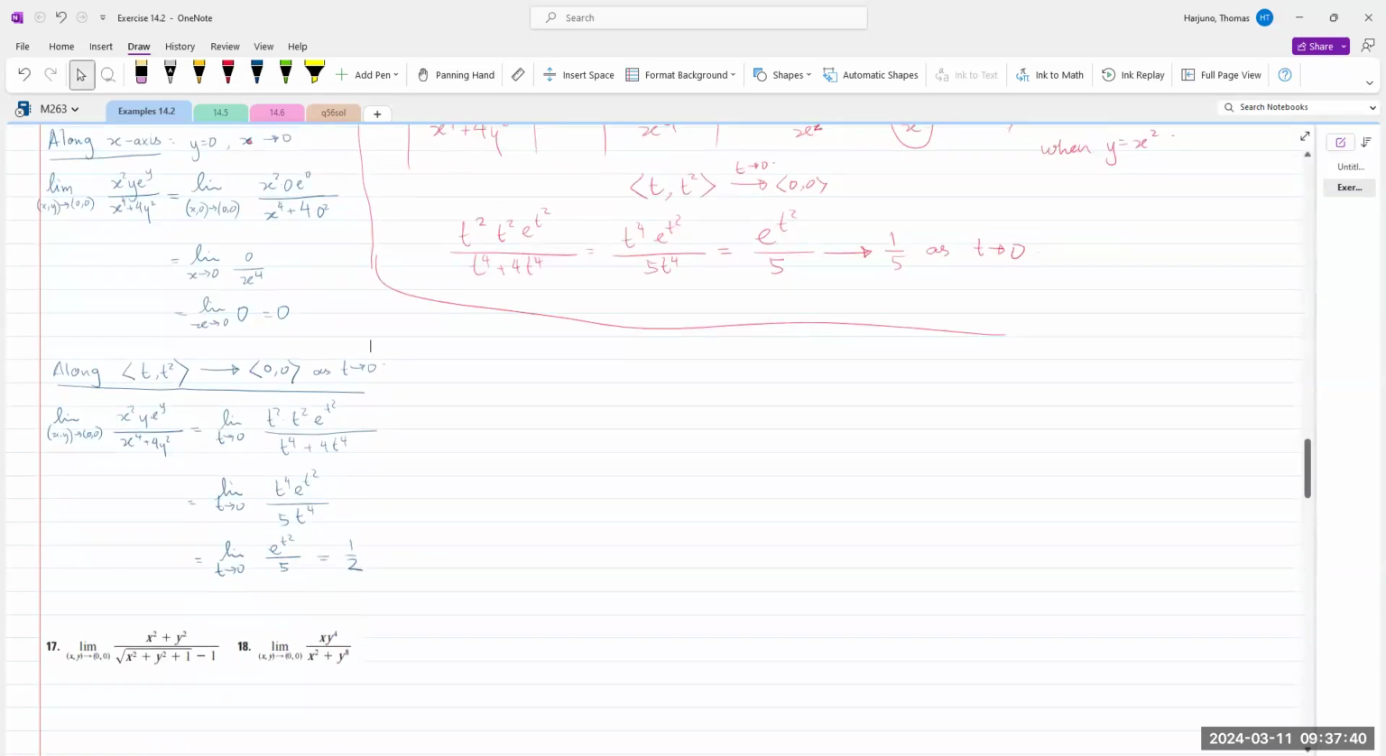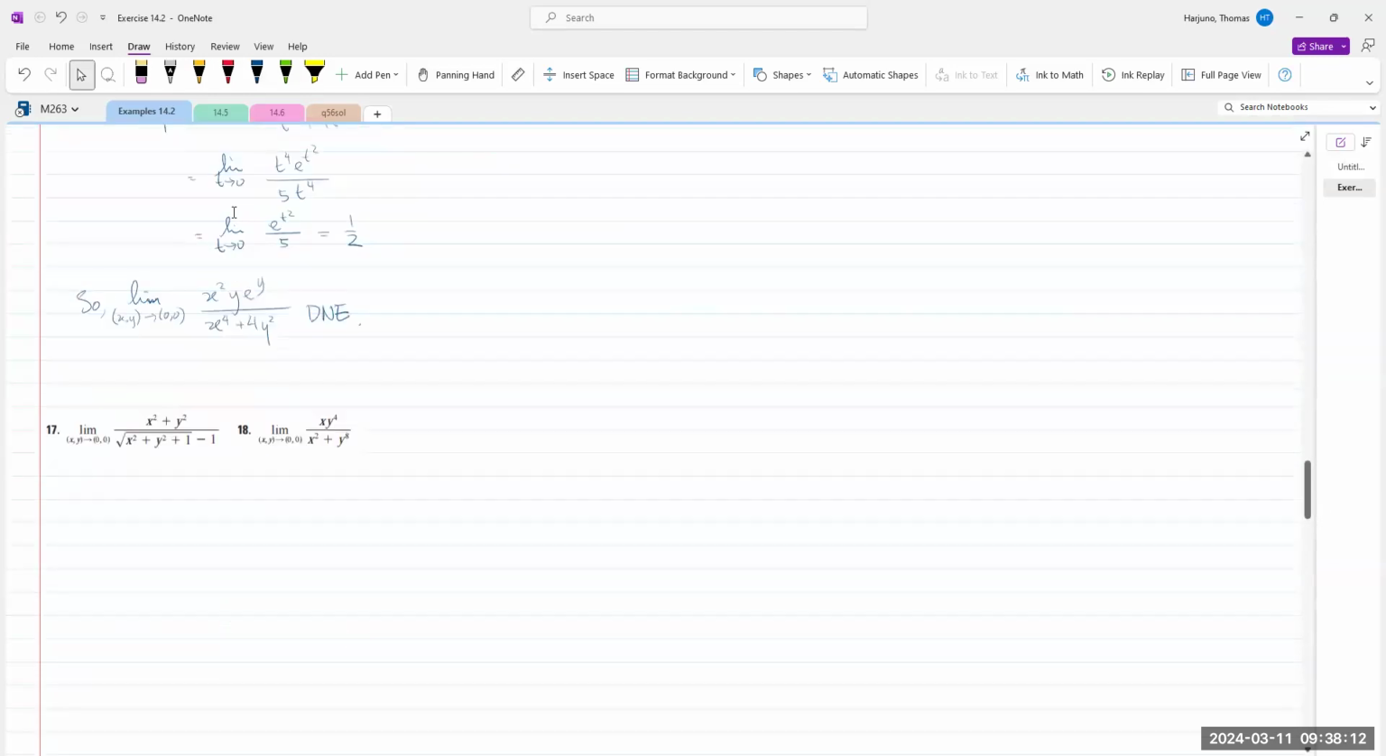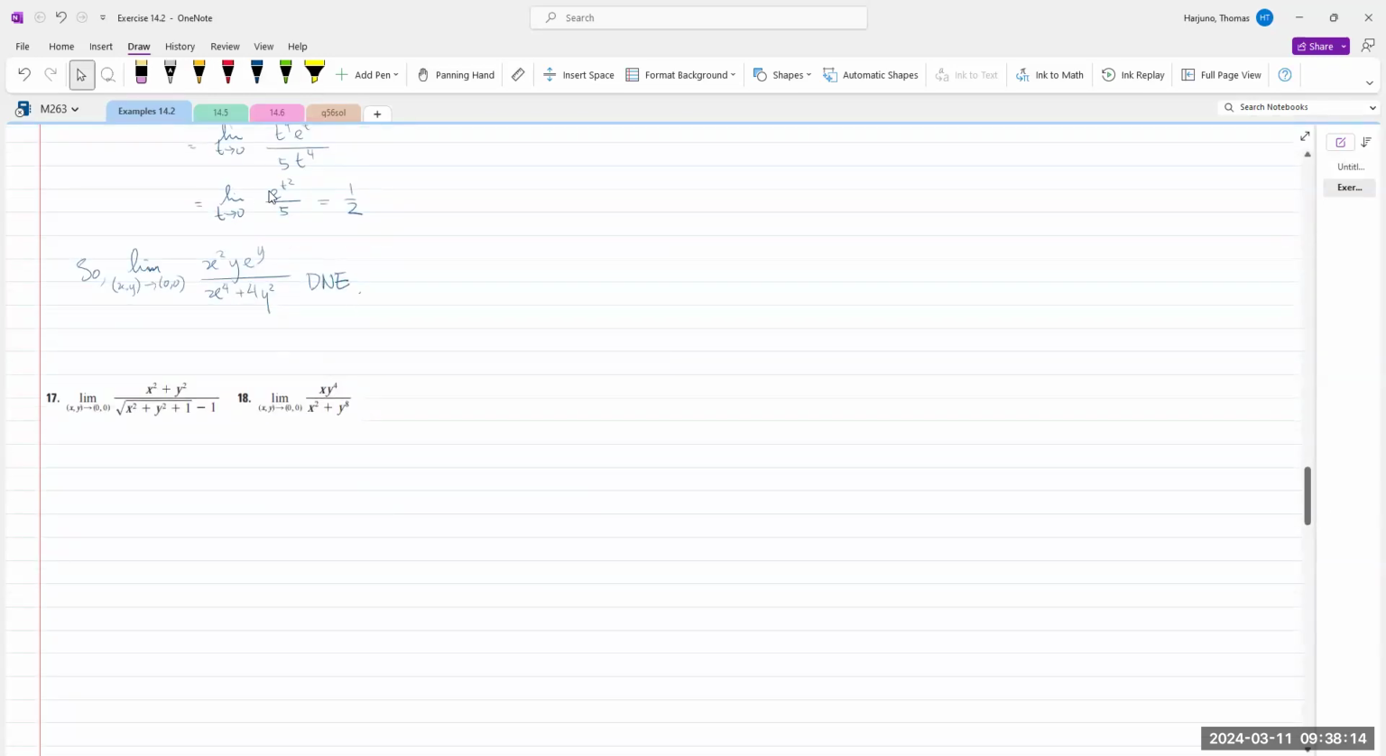Okay, so from there we say, oh, okay, so the limit as (x,y) goes to (0,0) of x squared y e to the y over x to the fourth plus 4y squared does not exist. Okay, now let's do more. We have number 17 and number 18 here.